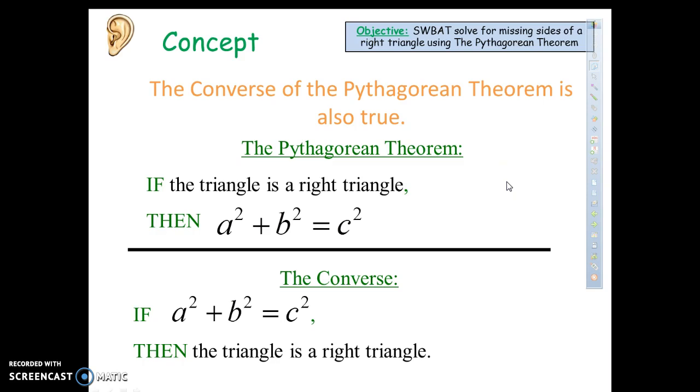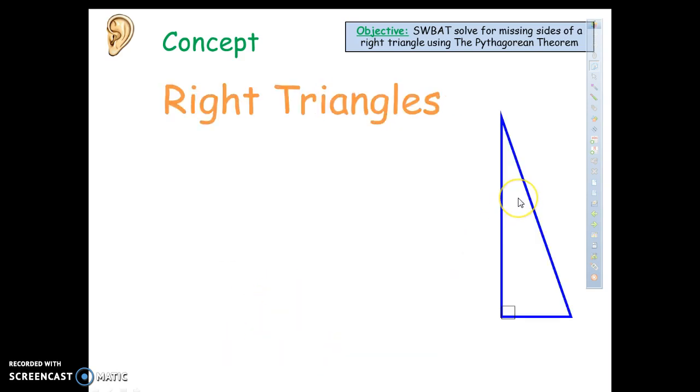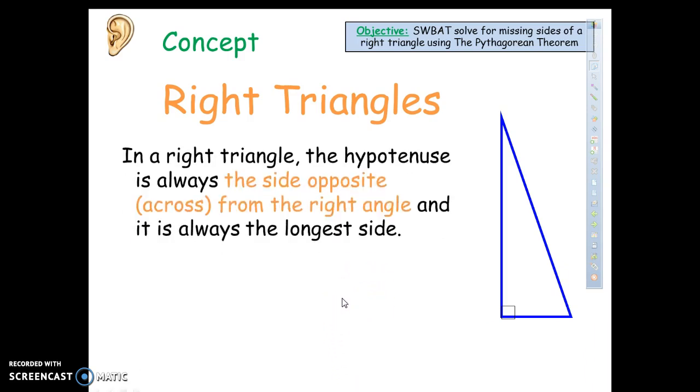The converse of the Pythagorean theorem is also true. So if we have a right triangle, a squared plus b squared is equal to c squared, and then additionally we can prove that a triangle is a right triangle if a squared plus b squared is equal to c squared. So this being true also implies that the triangle is a right triangle. For right triangles, the side opposite is the hypotenuse, and it's always the longest side.